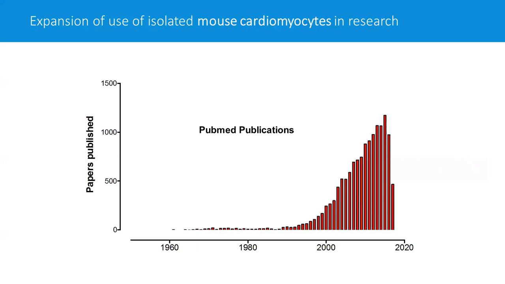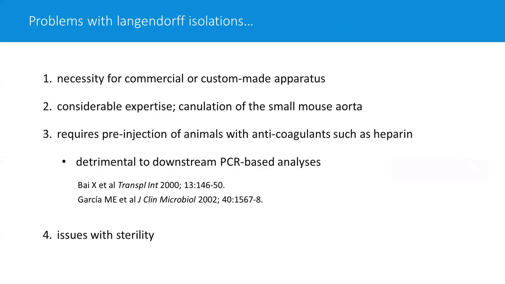There are, of course, problems with Langendorff isolations, and I've listed some of these here. There is a necessity for the use of commercial or custom-made apparatus, which can be either expensive or difficult to make. Considerable expertise is required because you have to cannulate a small mouse aorta, which requires a lot of training. And of course, there is a requirement for pre-injection of animals with anticoagulants such as heparin. From previous research, we know that heparin itself can be detrimental to downstream PCR-based analysis, and these are just a couple of papers that reported that.